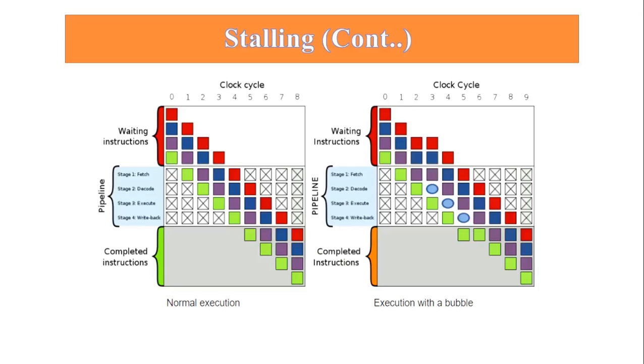The following is a 2 execution of the same 4 instructions through a 4-stage pipeline, but a delay in fetching of the purple instruction in cycle 2 leads to a bubble being created, delaying all the instructions after it.